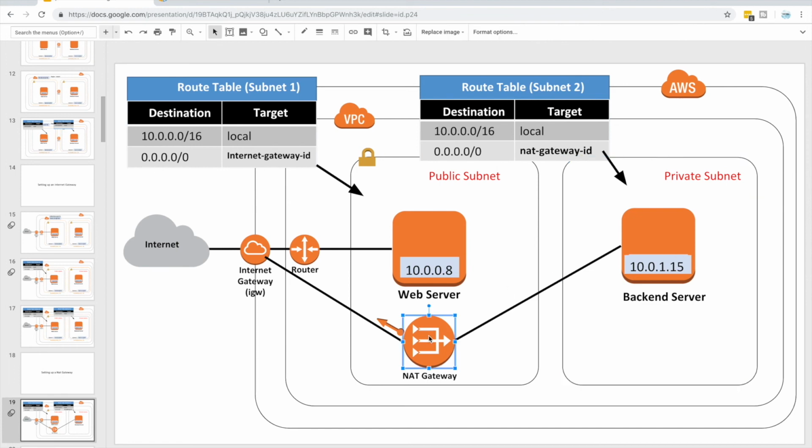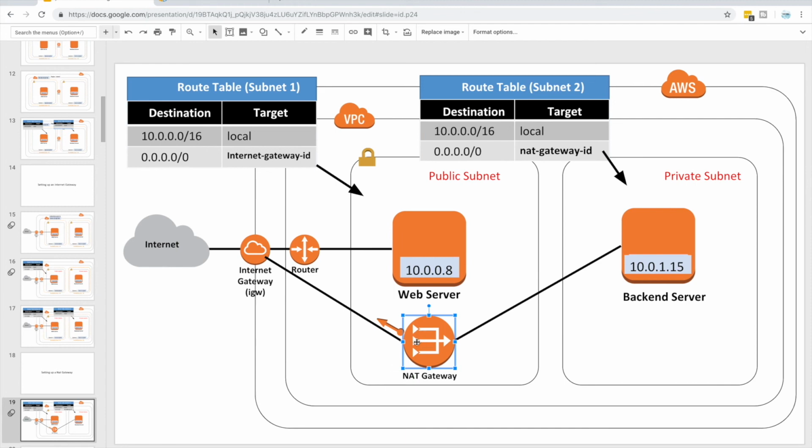Now you can see there's another appliance called NAT gateway. This is another managed service. AWS has NAT gateways and NAT instances. A NAT instance is another EC2 instance, but it is not as highly scalable as a NAT gateway. A NAT gateway is a managed service which does not have any single point of failure.